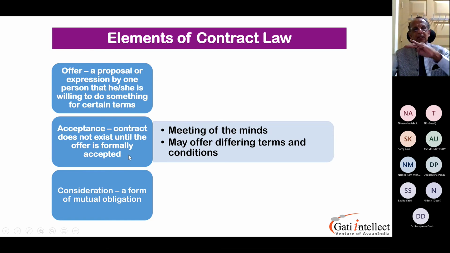The vendor overseas, the seller, accepts the terms and conditions of the buyer. Meeting of the minds may offer differing terms and conditions. Consideration is a form of mutual obligation. A contract is a mutual obligation of both parties, like a marriage contract. A marriage contract is between the husband and wife, so it has to be mutually agreed upon.